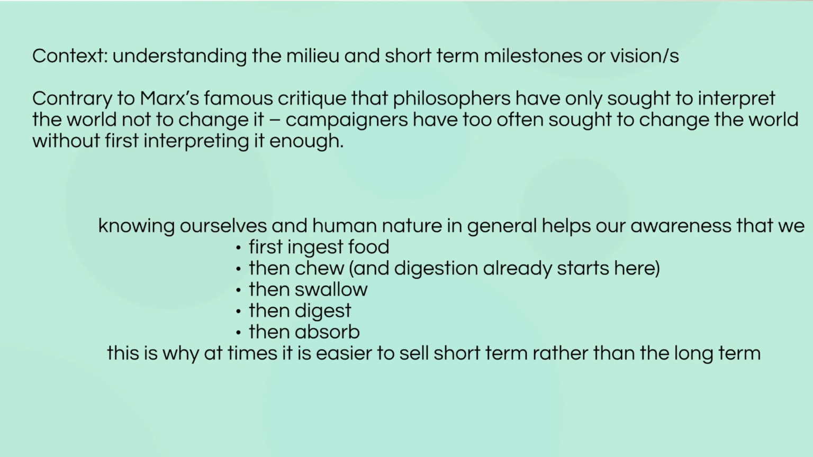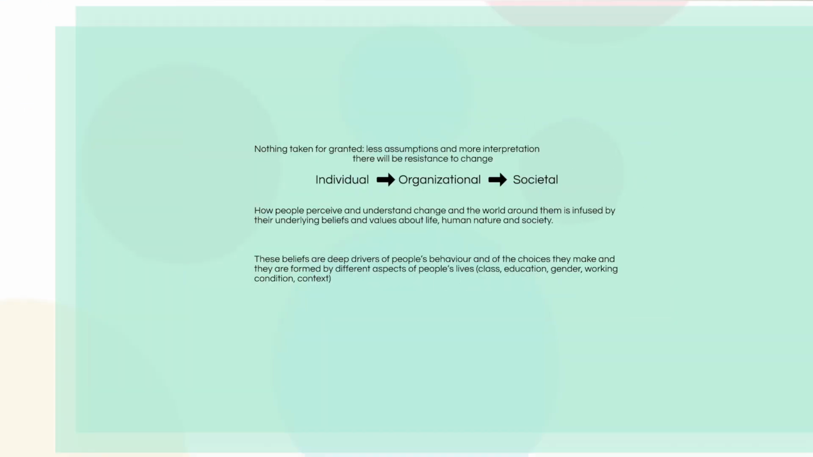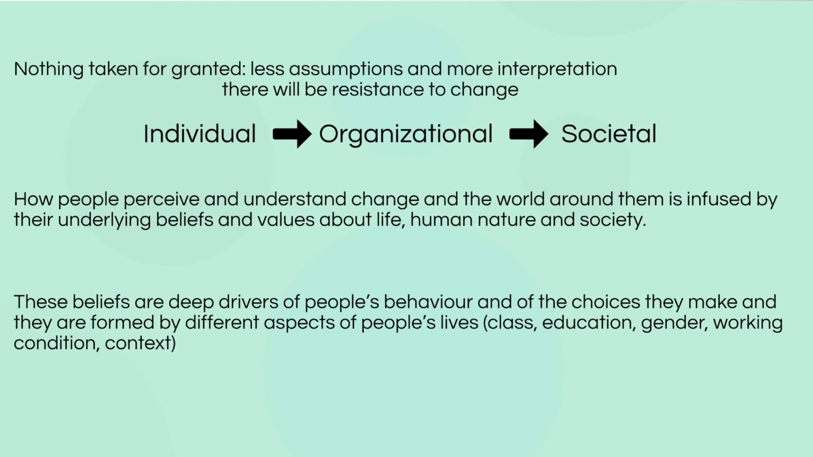When you understand the context and the milieu, you need to understand values. Another important element of understanding the context is beliefs and values. Nothing taken for granted means that we have fewer assumptions. We assume that everyone has my values. We assume that everyone has my beliefs. Then you might be campaigning for yourself.